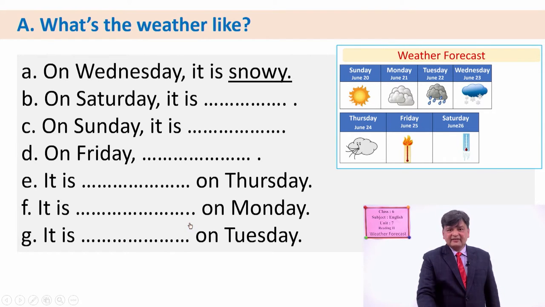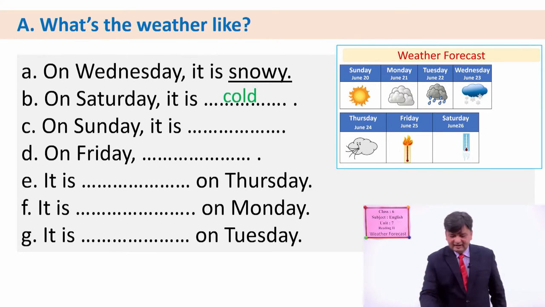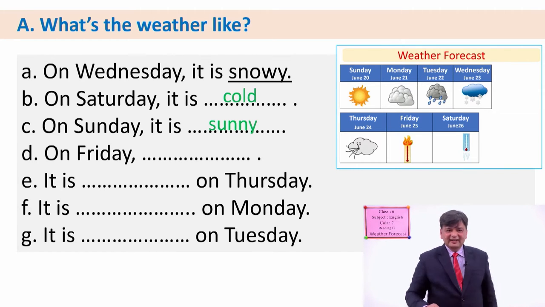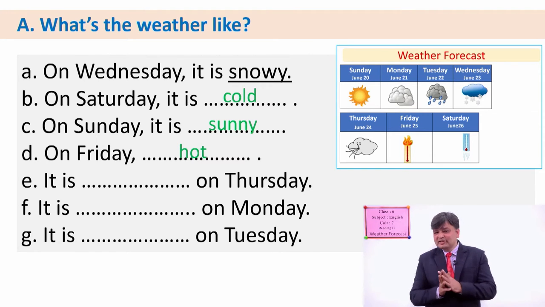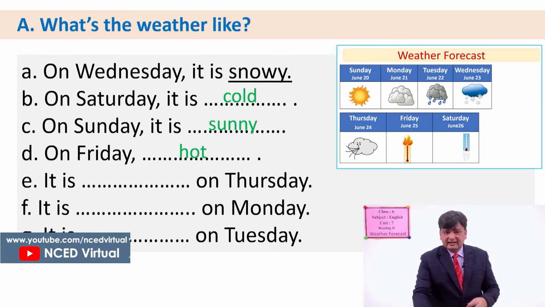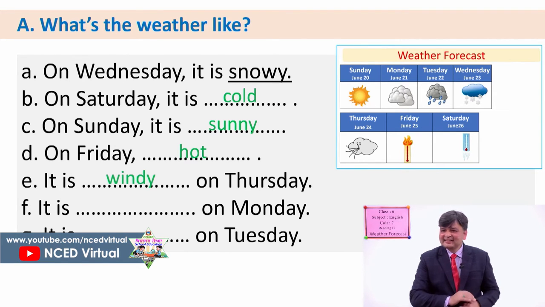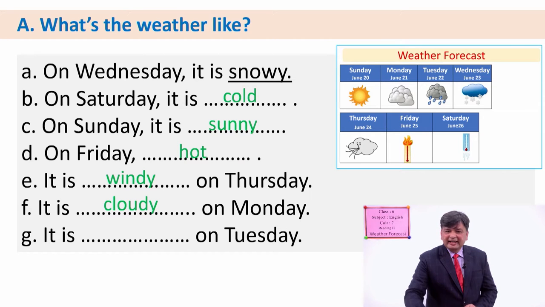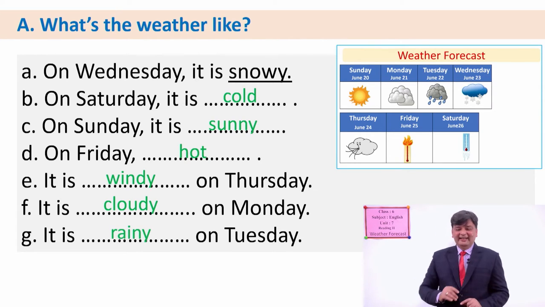So let's check whether our answers are correct or not. Cold, very good. Well done. Let's check the second one. Sunny, good, well done. On Friday, hot, very good. Your answer was correct. Let's look at number E. Windy, yeah, you are so smart. You could also spell that correctly, very good. Okay, next one, cloudy. Monday is cloudy and Tuesday is rainy, good.